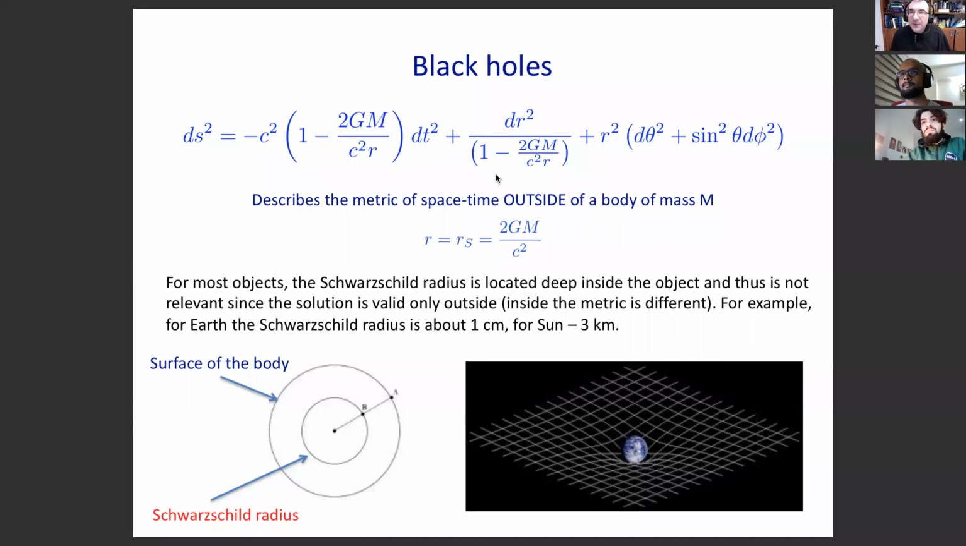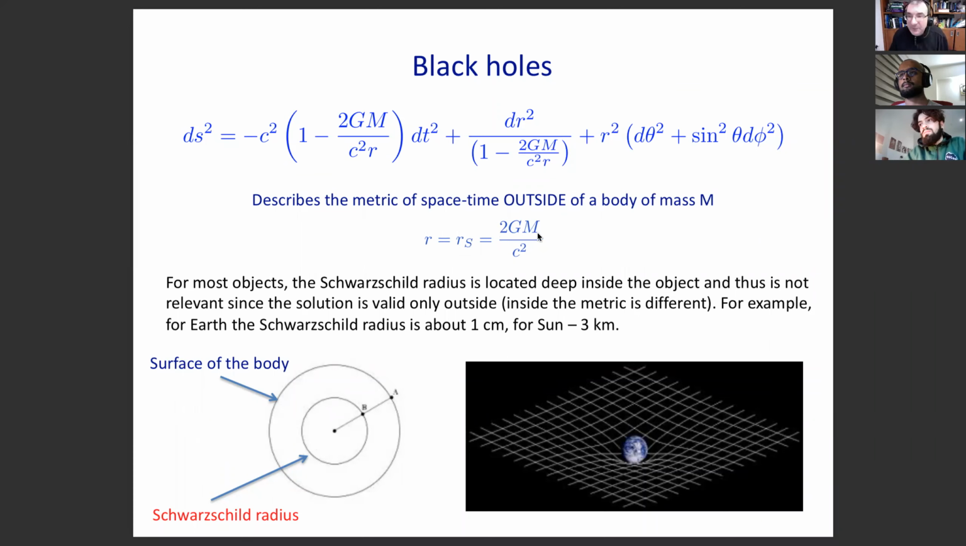So you may also notice that in this metric, there is a special value of R where this whole bracket vanishes and you have a singularity in the metric. This is known as the Schwarzschild radius.